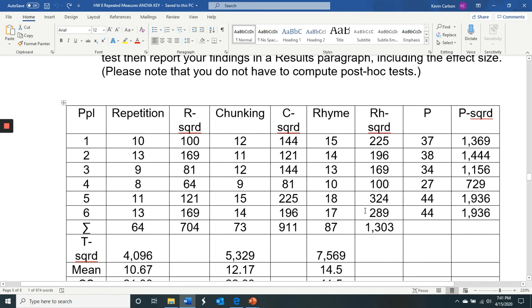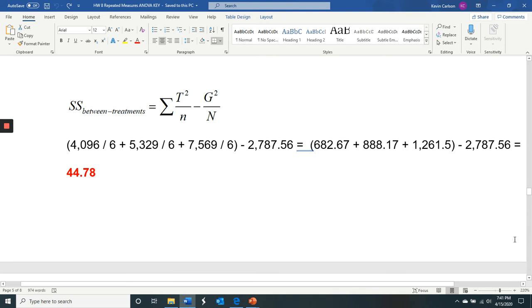So remember that we have T squared here for each of the three conditions. So we just bring these three things down. And for each of those, we have to divide it by small n. Small n is 6 people. We have 6 people in our study. So we take each of the T squares, divide it by 6. Next T squared divided by 6. Next T squared divided by 6. We solve for these ratios. Right here, we have to add these three things together, and then we subtract the G squared over N, capital N. And then our sum of squares between treatments is 44.78.